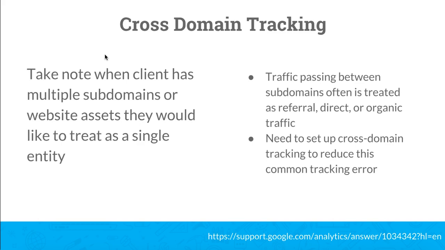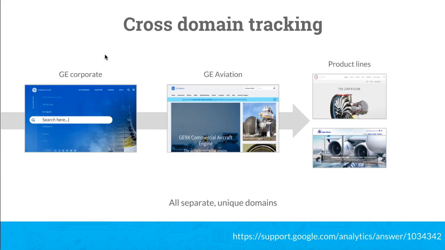Otherwise, the traffic that's passing between those subdomains or between those various domains is going to be treated as referrals. And in order to eliminate that error, we'll set up cross-domain tracking. Let's say, for example, I work for GE, and GE has multiple unique domains. They have a GE corporate site, they have a GE aviation site, they have their product lines. So let's say I somehow land on the GE corporate site, and then eventually I make my way through, I click on a few different buttons, and I end up purchasing a product from the product line site or from the aviation site.